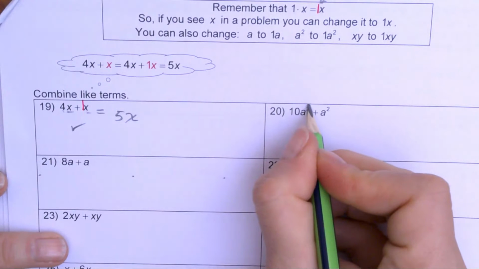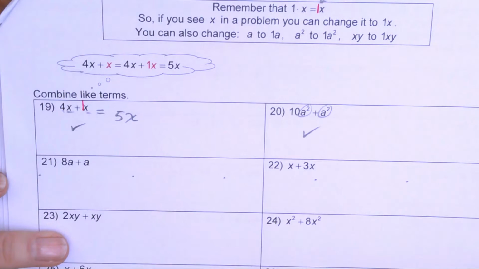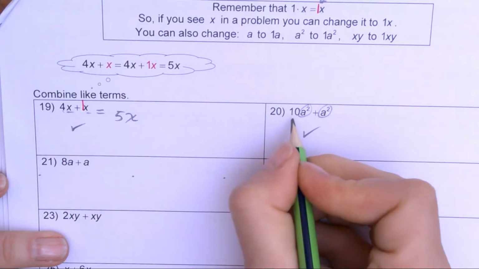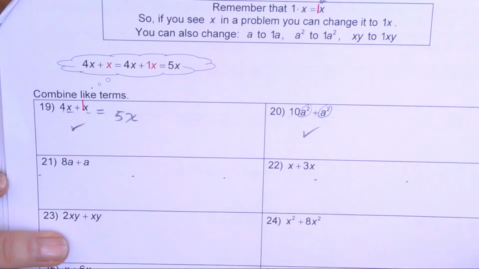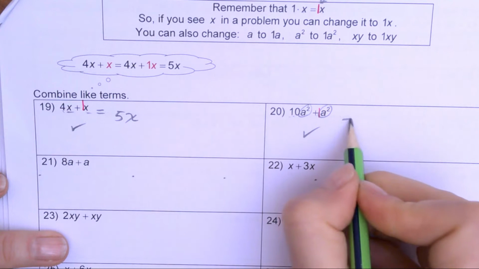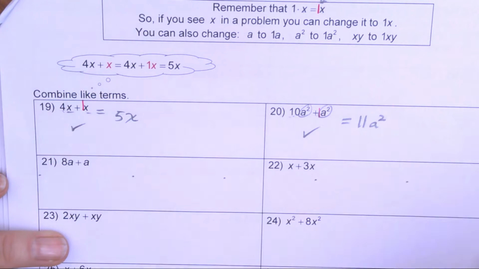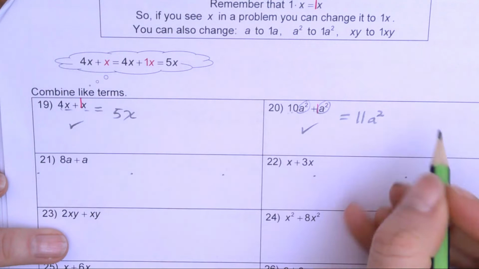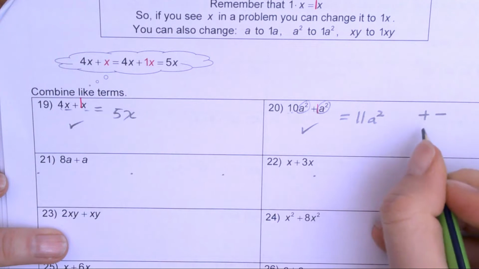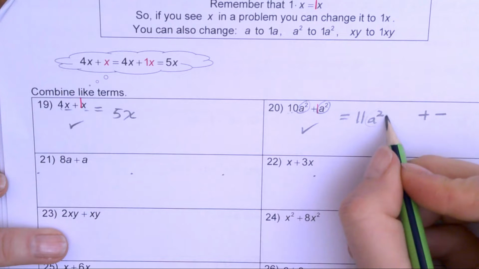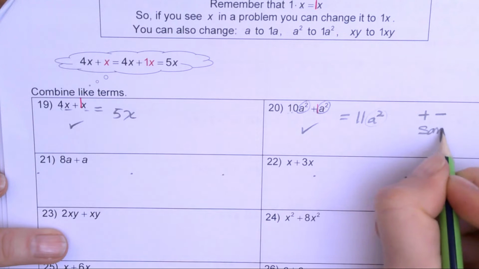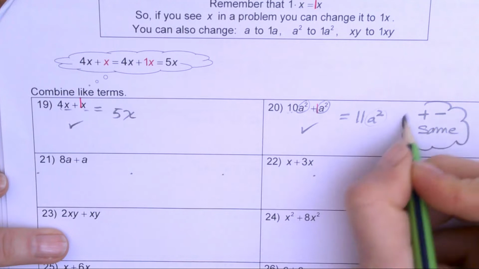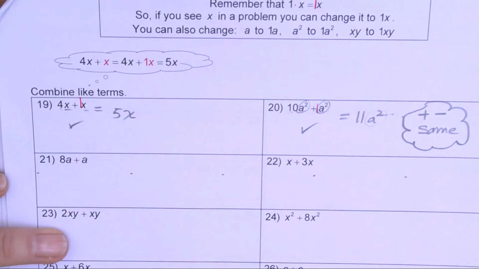So a squared, good, they are like terms. I have 10 of these plus, remember there's a 1 here. I have 10 of these plus 1 of these, so I have 11 of these a squareds. So the a squared does not change. So when you add or subtract, you keep the variable with the exponents the same. Don't change it. Okay.